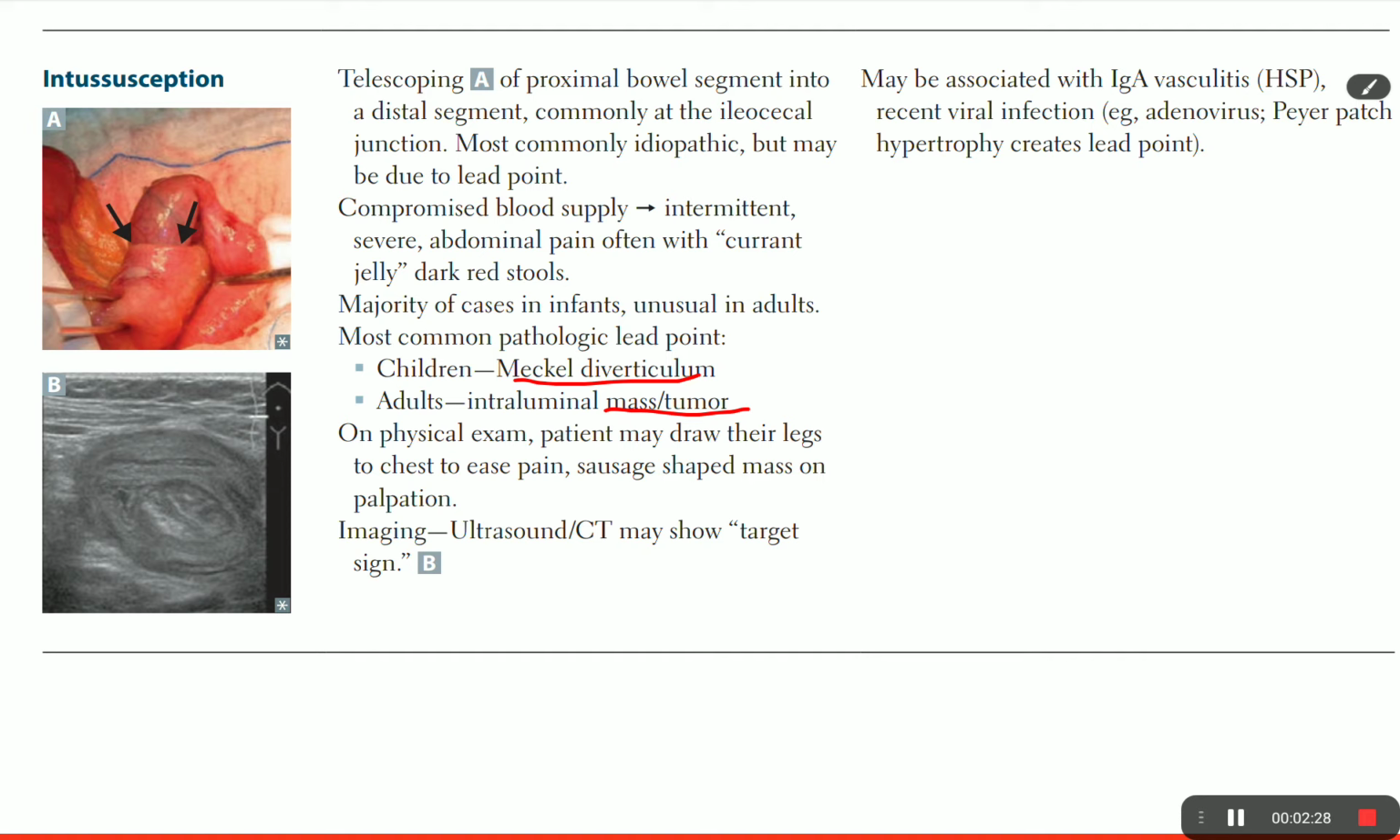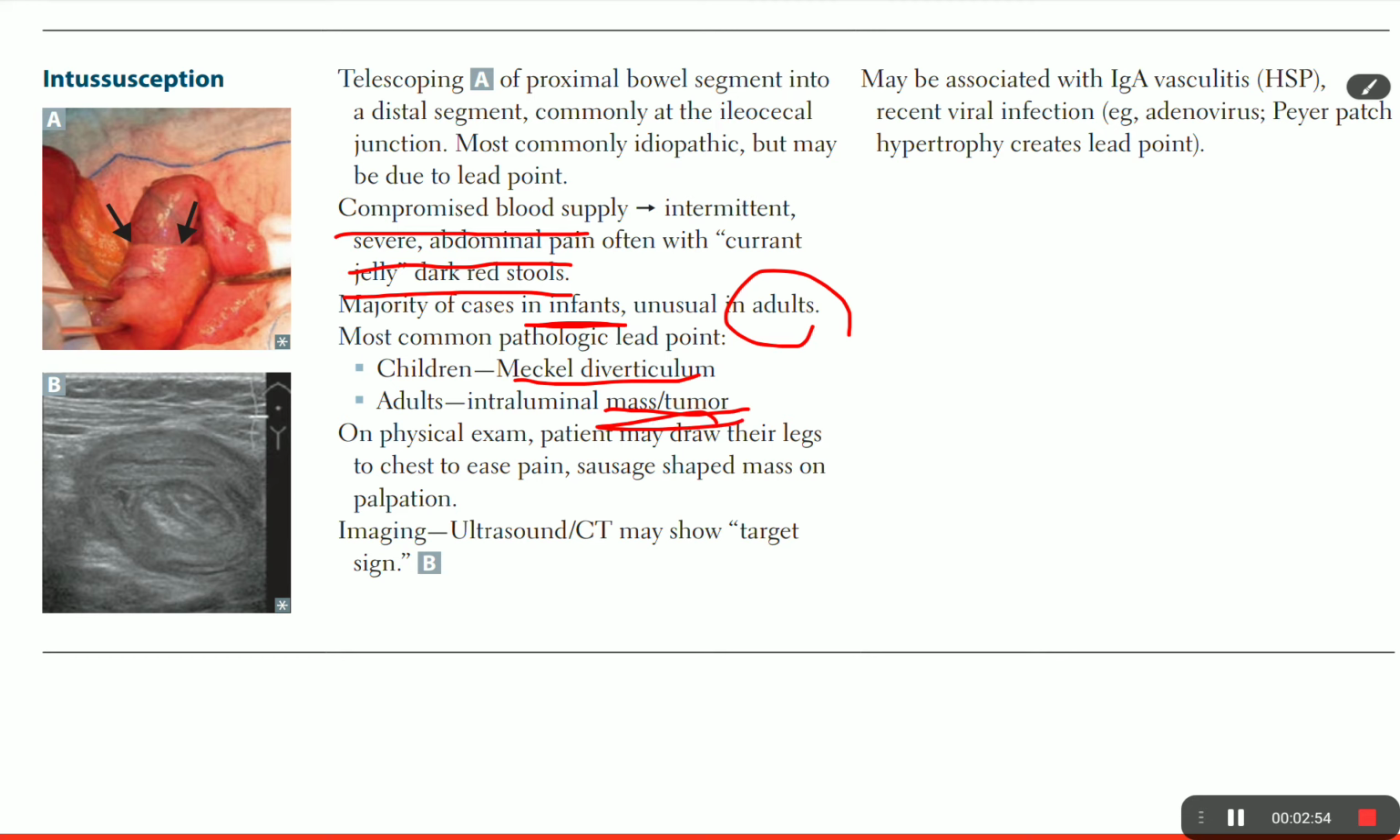It's most common in children. The compressed blood supply causes intermittent severe abdominal pain, often with recurrent jelly dark stool. The majority of cases are in infants because it is the most common cause of intestinal obstruction in infants, and it may also happen in adults, usually due to a mass or tumor in the intestine.